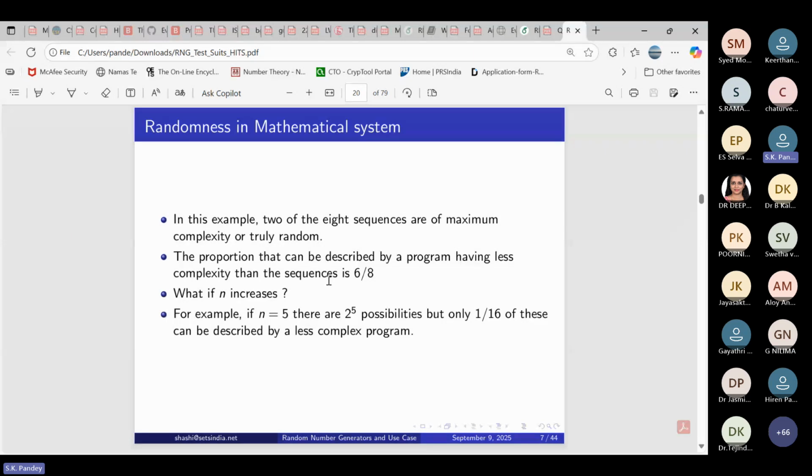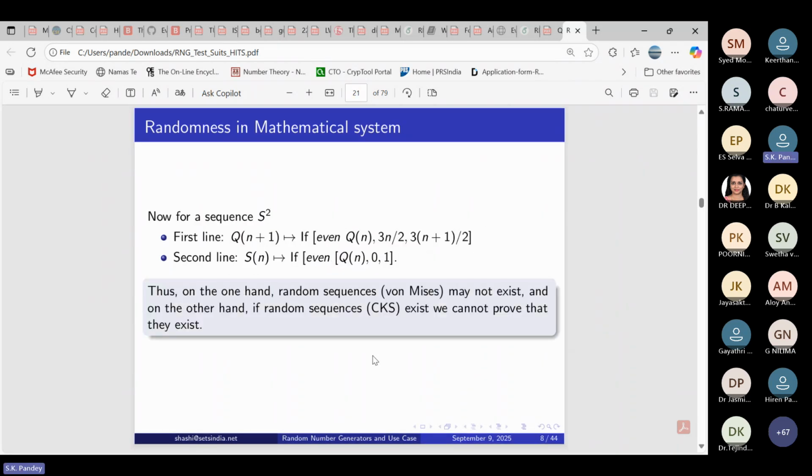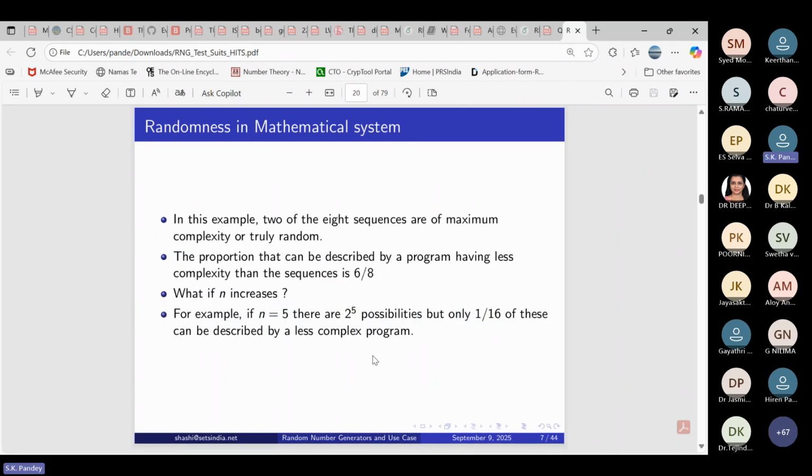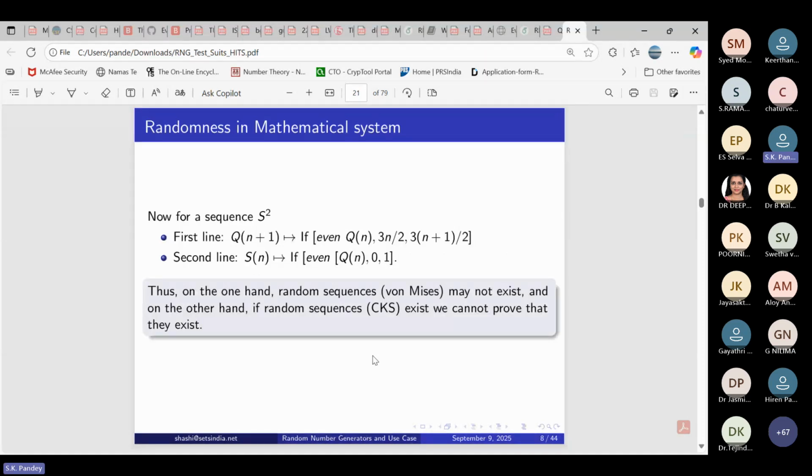So for n equal to 5, out of 32 sequences, there are 32 possibilities of those 5-bit sequences. 1 out of 16 can be described by a less complex program. It means 2 out of 32 can be defined by only a less complex program. The remaining are required to be more complex, or you can say the length of the steps is almost more than 1, 2, 3, 4. But how many of them are required? 5-length steps that you need to explore. And when you do the pen on paper, then you realize it.